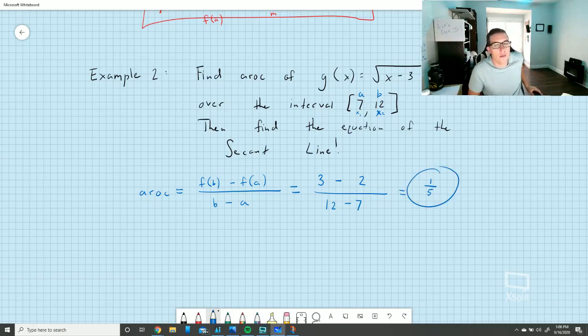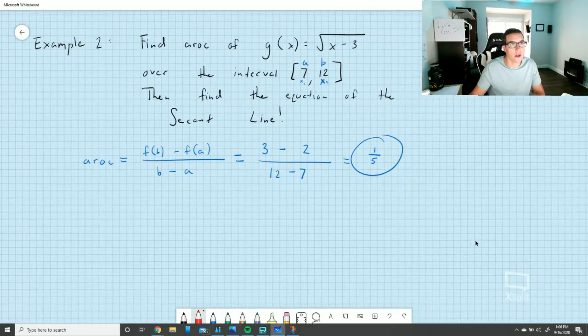So that number tells you that this function is really not changing very much from 7 to 12. And when we graph it and look at it, we'll see that this is really not changing. Radical functions start steep and then they grow very slowly. There's only one function that grows slower, and we'll talk more about those later. But let's make the secant line. So that's just half the battle. Let's make that secant line because we can visualize how the average rate of change looks for this function.